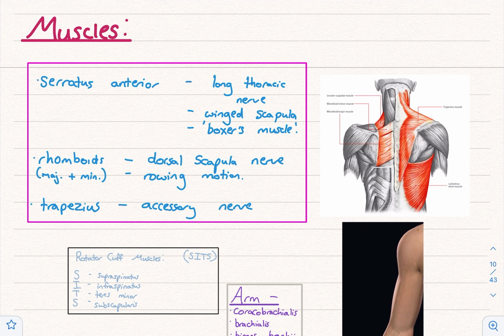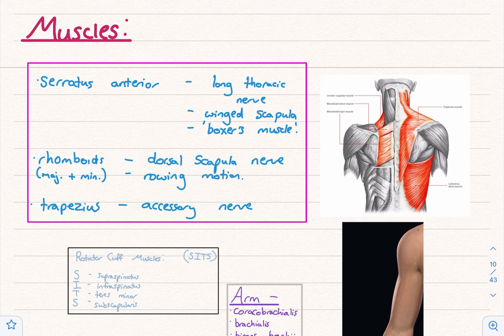That's of clinical importance and an easy exam question. Next one is the rhomboids. The reason I put these in, just the opposite of serratus anterior. Serratus anterior is punching someone. The rhomboids are rowing. So rhomboids row.